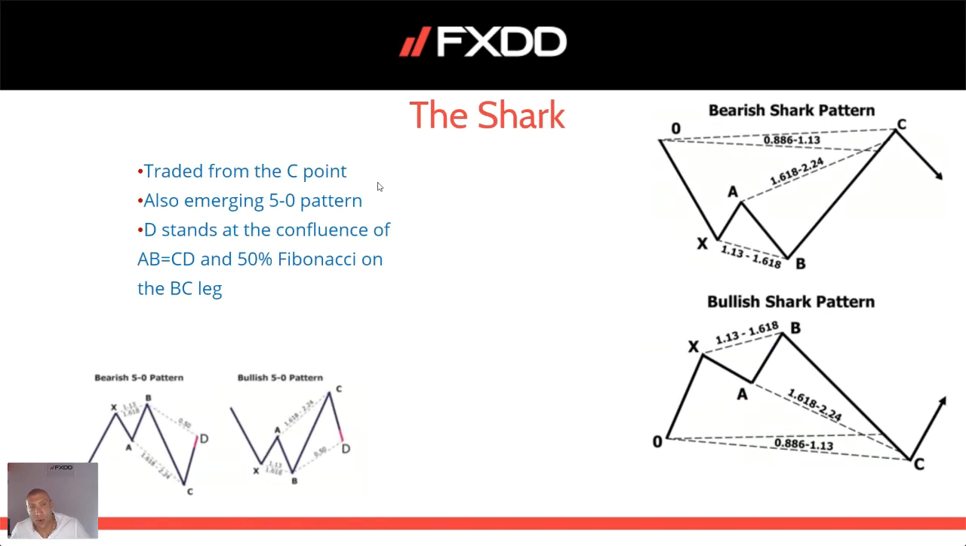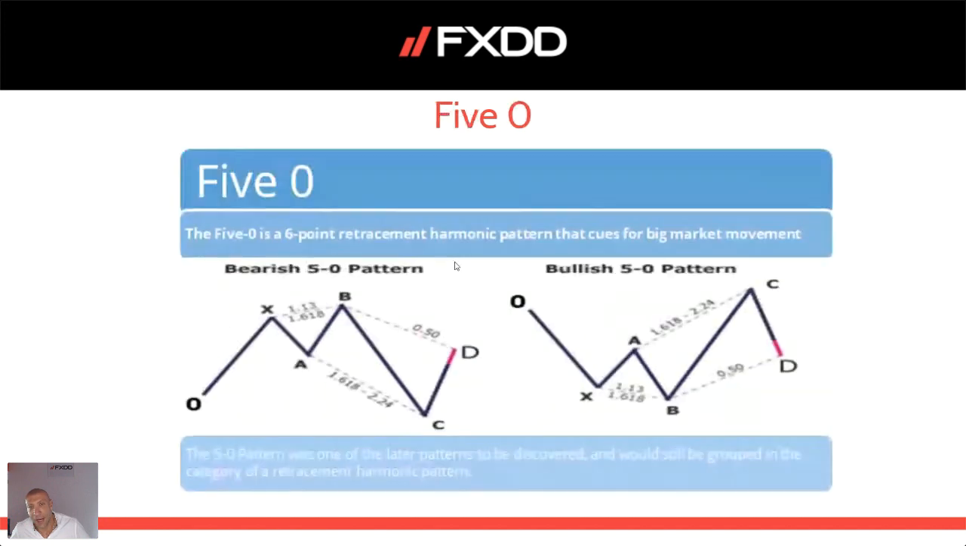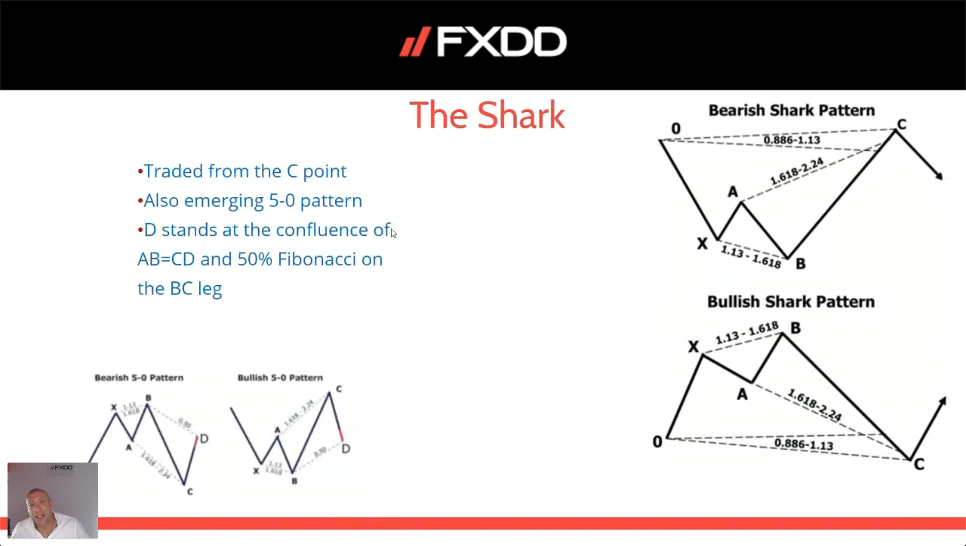The shark pattern is traded from the C point. It's one of my favorite harmonic patterns. It's also emerging 5.0 pattern. And also it's important that D stands at the confluence of ABCD and 50% Fibonacci on the BC leg. So these ratios here are important to identify between all these patterns. It's very hard to do this by your own hand. That is why you need to find a proper indicator that will show these patterns as they are originally grouped. I have that indicator and I will show you that on the real chart.